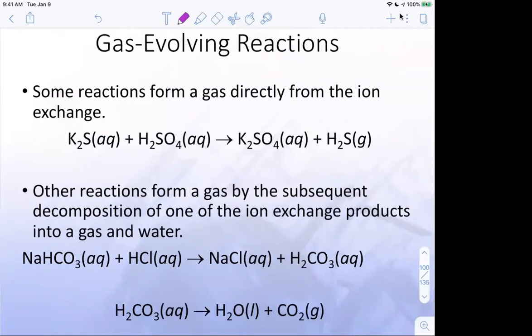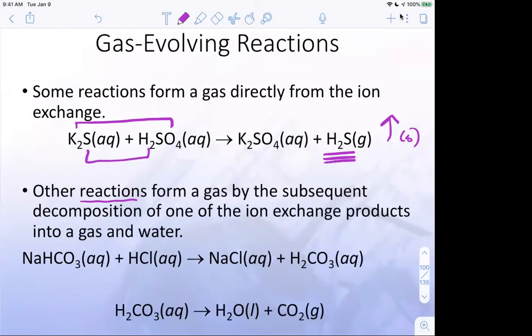Sometimes if I do my ion exchange, my double displacement, what I get is a gas that forms directly. So this sulfide reacts with an acid to form H2S, hydrogen sulfide. This is actually produced directly from this ion exchange, and this is going to bubble up as my gas.